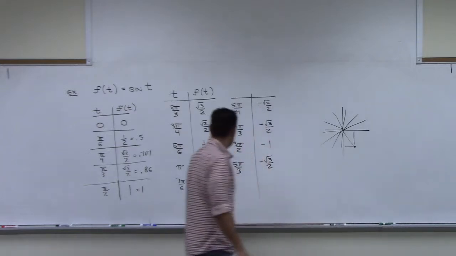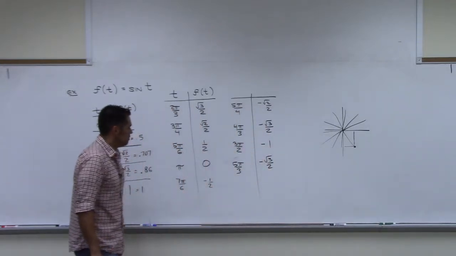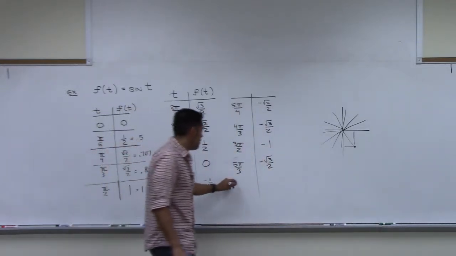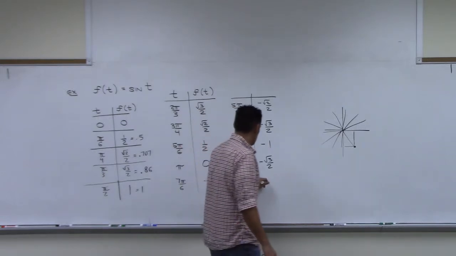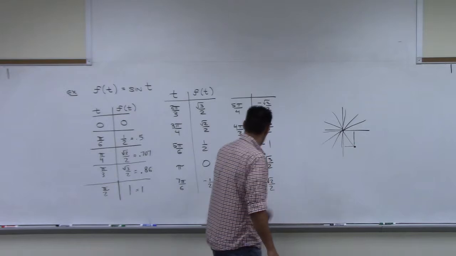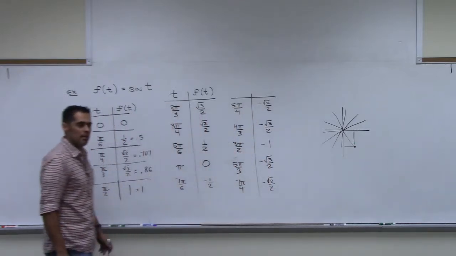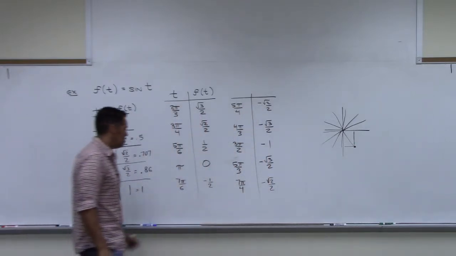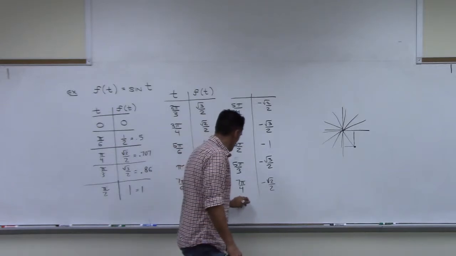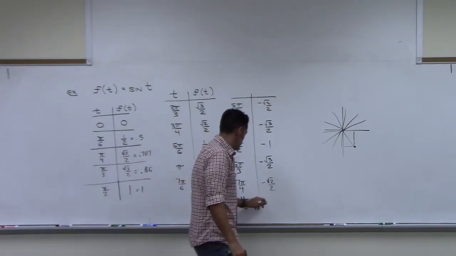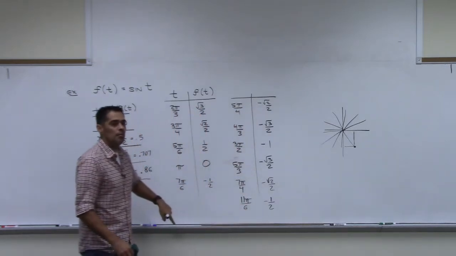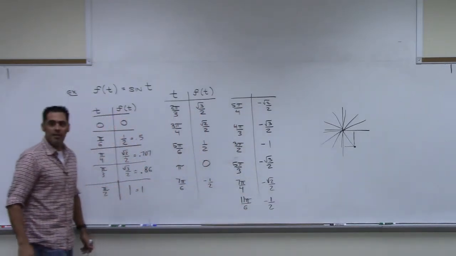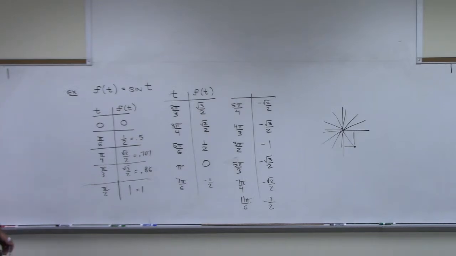Next one, 7 pi over 4. And this should be negative root 2 over 2. And then there's one more before we get back to home. 11 pi over 6, which is negative 1/2. And then when we get to 2 pi, we're back at 0, right? And then it's just going to repeat itself.